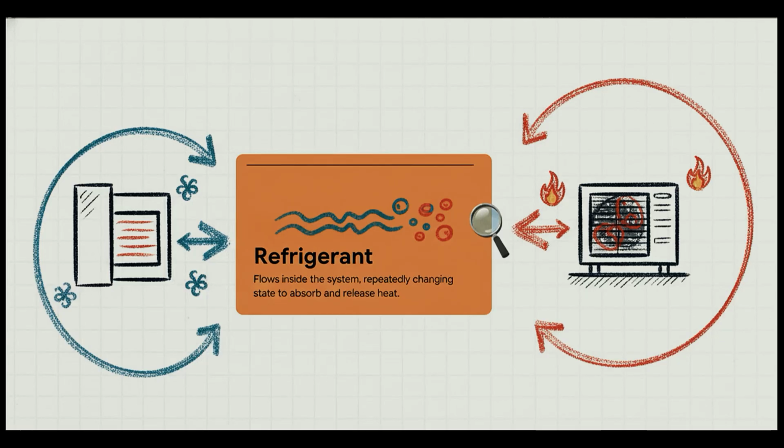This is the physical board where the whole game of heat transfer is played. Now, what's really interesting about this slide is that these physical components would be completely useless without the lifeblood connecting them all, the refrigerant. Think of the refrigerant as the ultimate thermal messenger. It's this crucial substance flowing continuously inside the system, repeatedly changing its physical state, from liquid to gas and back again, specifically to absorb heat from inside your home and release it outside. Let's actually trace its dynamic flow.